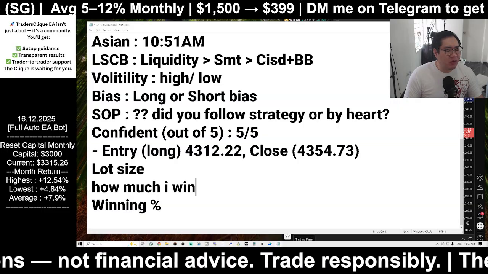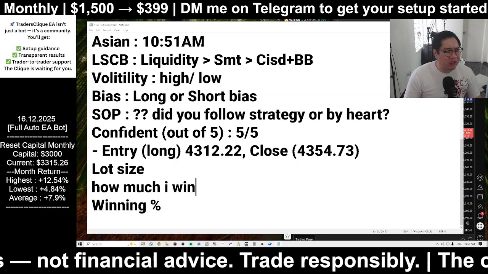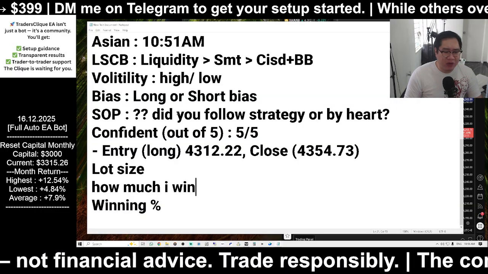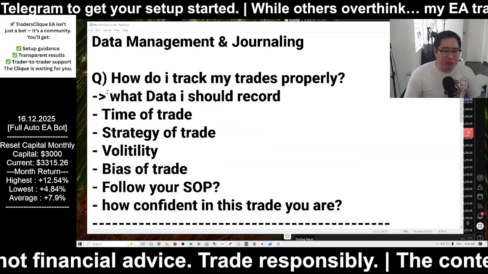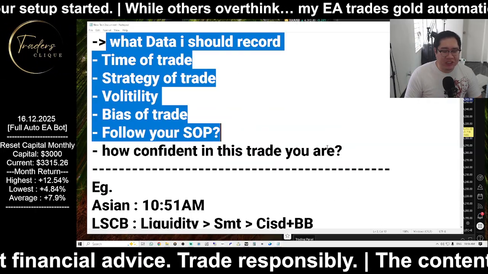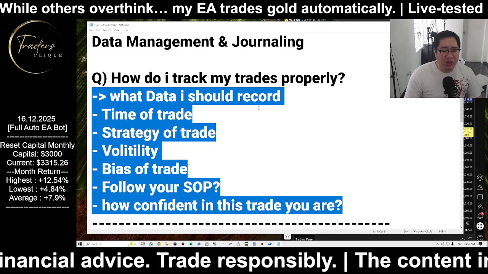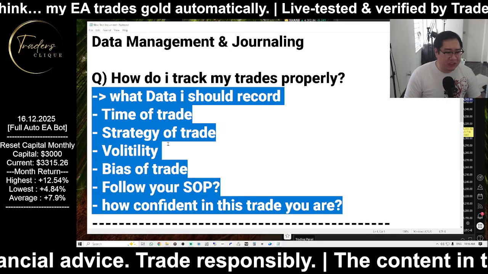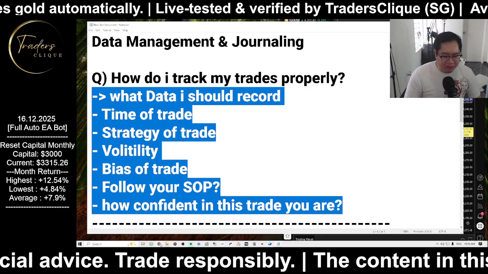Okay, so now I think the question is, how do I track my trades properly? This is how you track your trades properly. What's the data you need to record? And once you make a list, do I have an example for you?